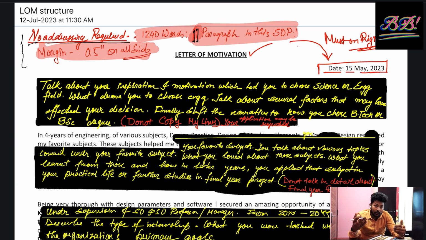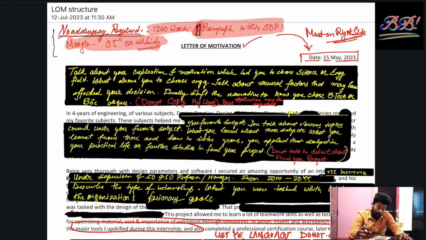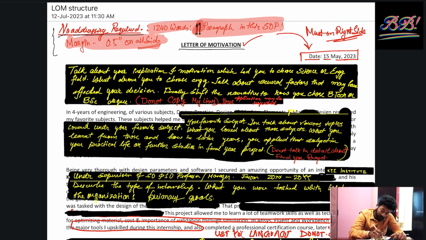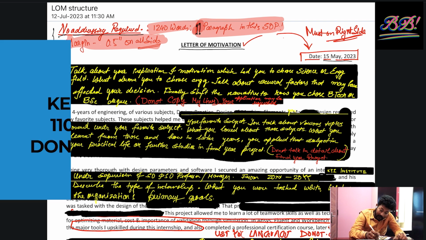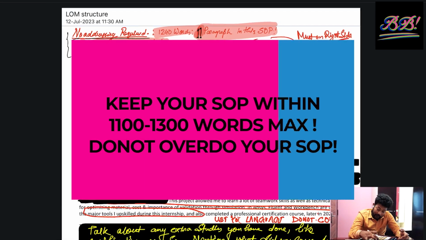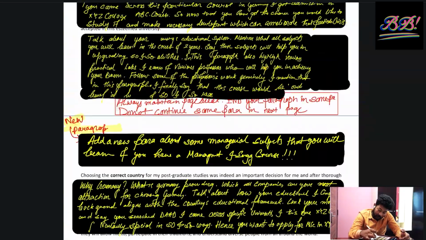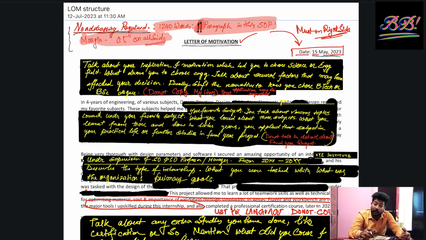If you are going to individually address every document, the validity and the authenticity become much less. So you only need to address once at the beginning in the cover letter, then all the documents are attested with it. So there is no requirement for an addressing in this. You need to give a heading of letter of motivation here, put the date in this fashion, and you're good to go. For this particular letter of motivation, it is 1240 words that I wrote, and 11 paragraphs were there.